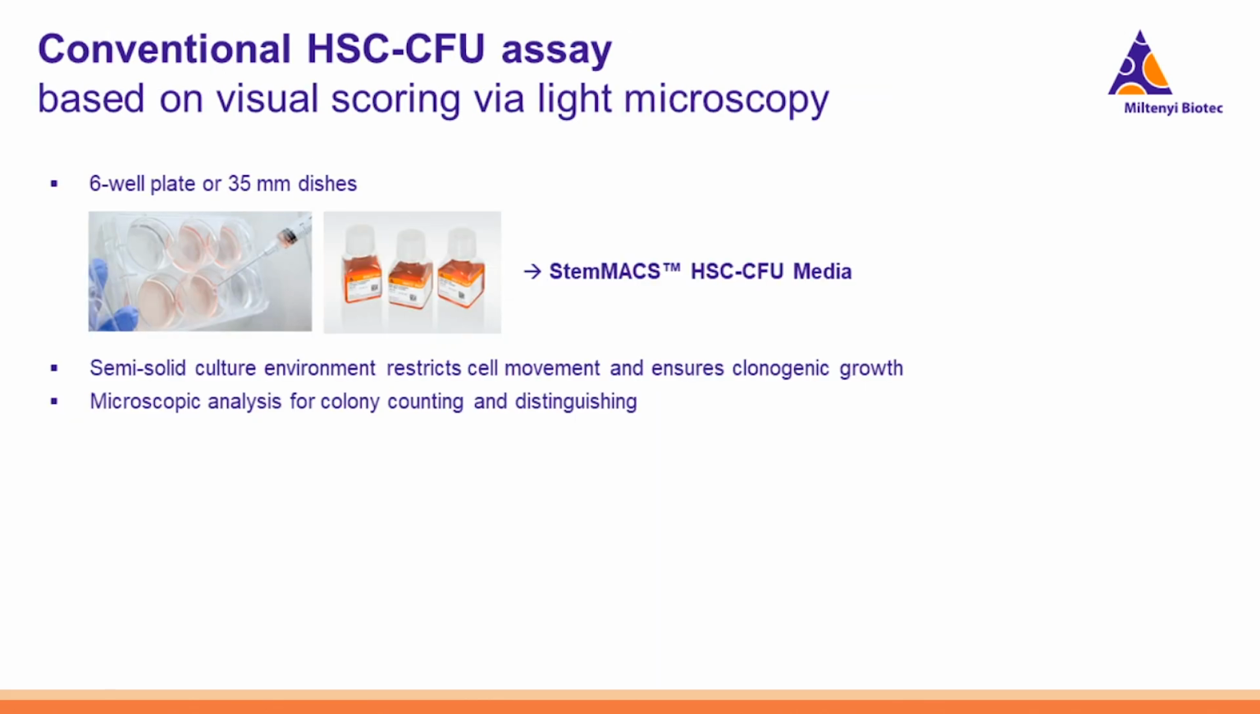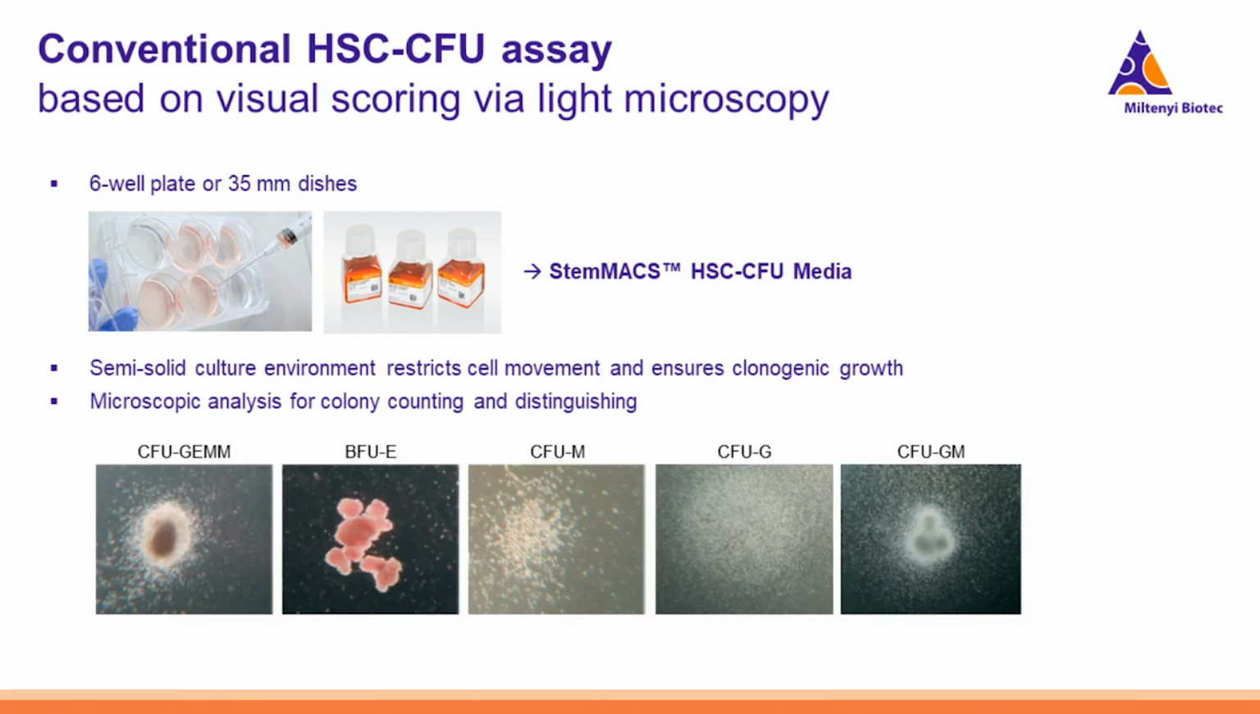For the conventional HSC CFU assay, cells are cultured in semi-solid medium. This semi-solid medium is based on methylcellulose supplemented with FBS, BSA, and different growth factors. Our StemMax HSC CFU media are designed to maximize growth and differentiation of progenitor cells and allow the single cell to grow in a distinct colony. This is performed in a 6-well plate or 35 mm dishes.